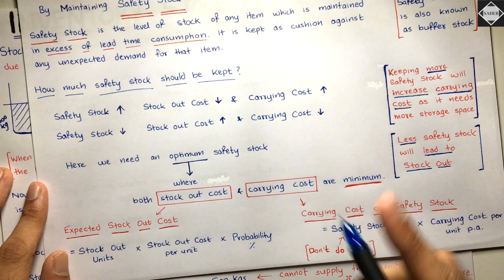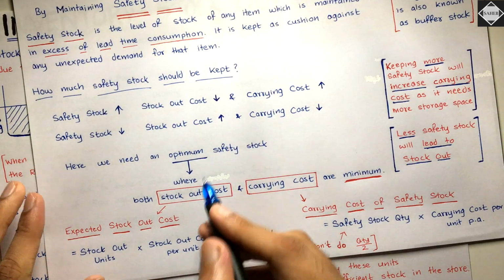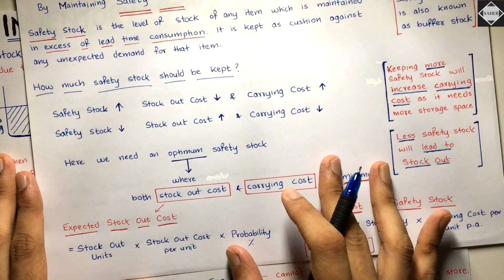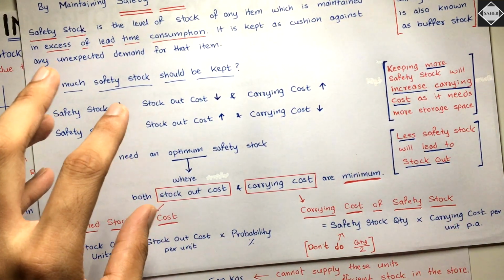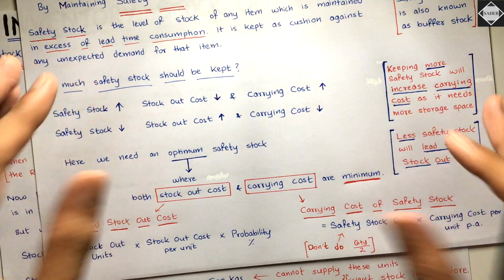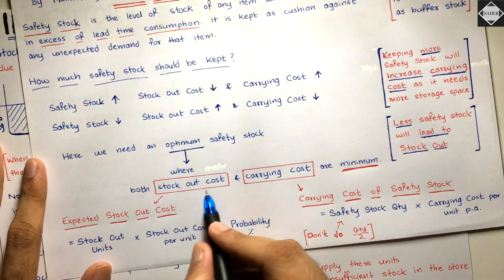Okay, at that level, we'll select the safety stock. Is it clear? Optimum safety stock we have to maintain. We need to make a trade-off between the two extremes. We can't keep too much safety stock or too little safety stock. We need balance. Is it clear? Fine. So now how will we calculate stock out cost?